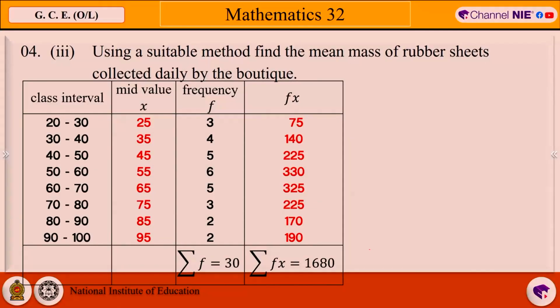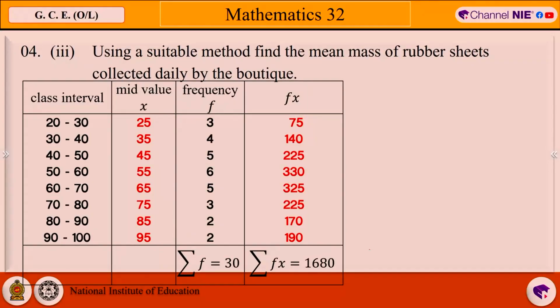Then, in order to obtain the fx column, first we have to find the mid value of each class interval. When considering the class interval 20 to 30, the mid value is 25. How do you obtain that? That is the average of 20 and 30. That is the simple way of finding the mid value. 20 plus 30 is 50, divided by 2 gives 25.